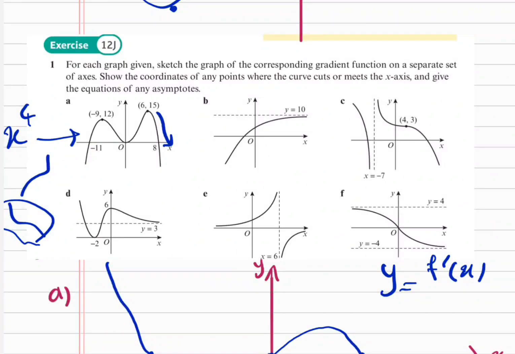Hi everyone, this video is on exercise 12J question 1, and in this video I'm going to do part C. So we want to sketch the graph of f dash x, which means the graph of the derivative of the function.